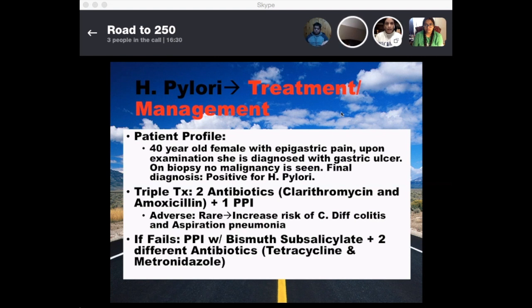So that kind of sums up the H. pylori. Does anybody have anything to add or comment on?